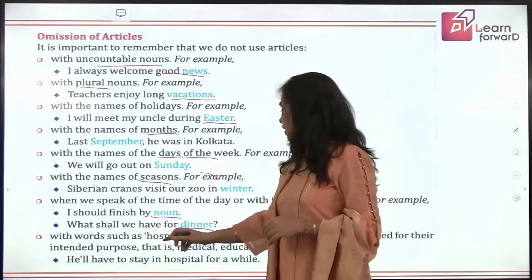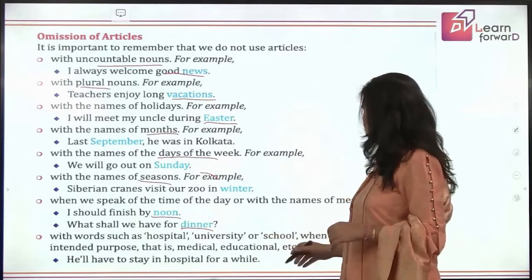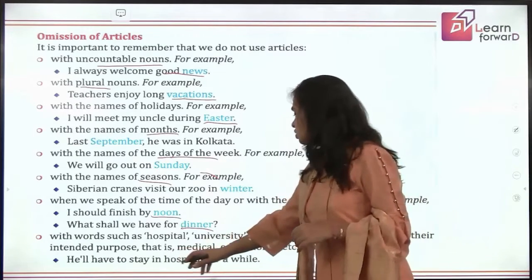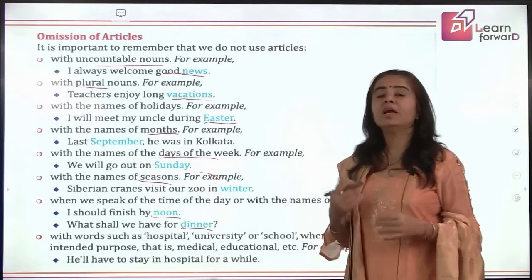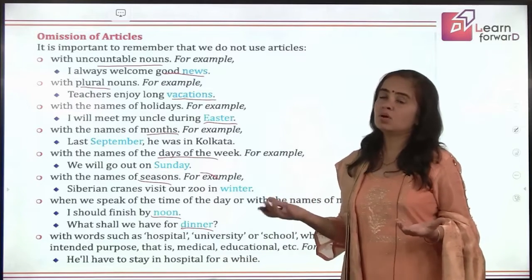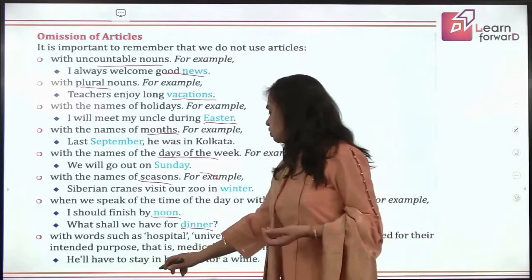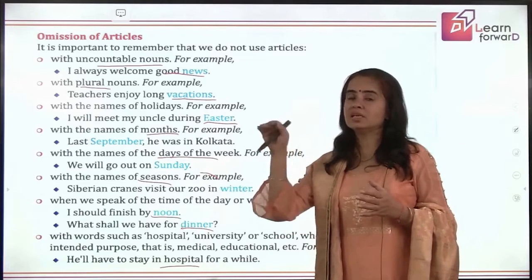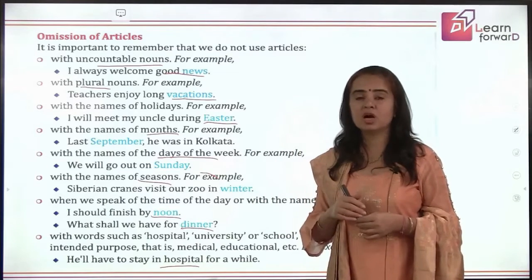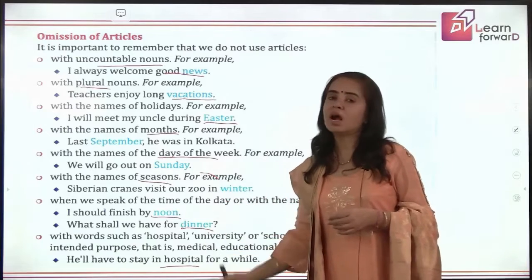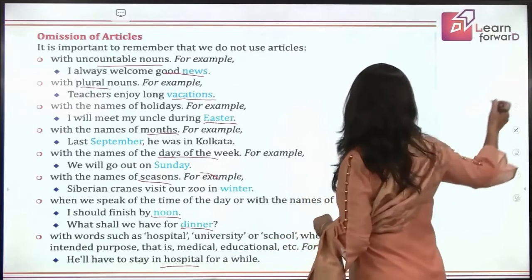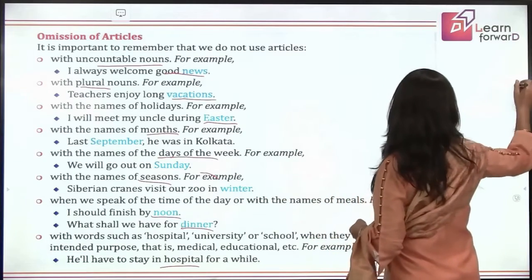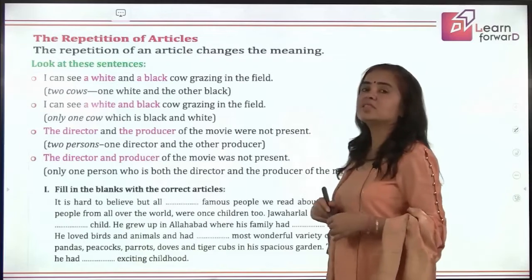Now with words like hospital, university or school, when they are used for their intended purpose, like he'll have to stay in hospital for a while. That means he'll have to stay because he is sick. So we are not using any article here. Although we are pointing out that he'll stay in the same hospital where he is right now, we are not using an article before it, because here we are referring to the intended purpose of that noun.